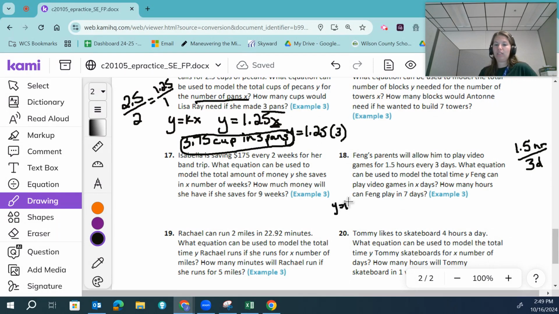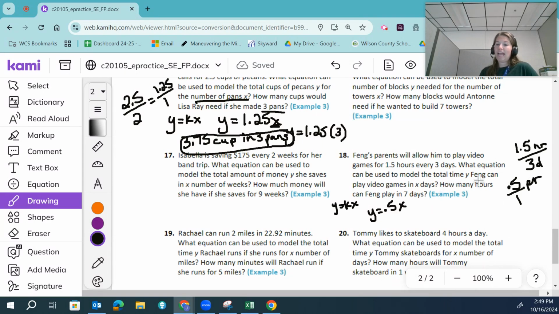So again, y equals kx. Find my unit rate, which means I divide. I'm going to get half hour per day, which makes my equation y equals 0.5x.